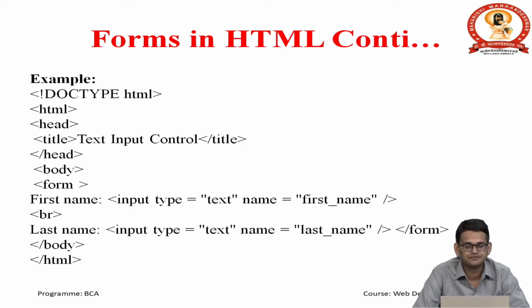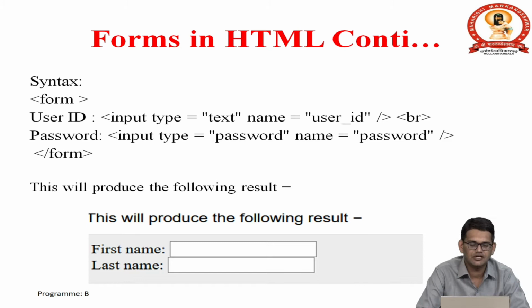So this is the example. You can see we have used the form tag here. We have used HTML, head, and within the title we have written input text control, and then within the body we have used a form tag. Within that we have written first name, input type text, and name is equal to first underscore name. Then we have used BR to break the line, then the last name: input type text, name is equal to last name. We have closed the form here, and we have closed the body.